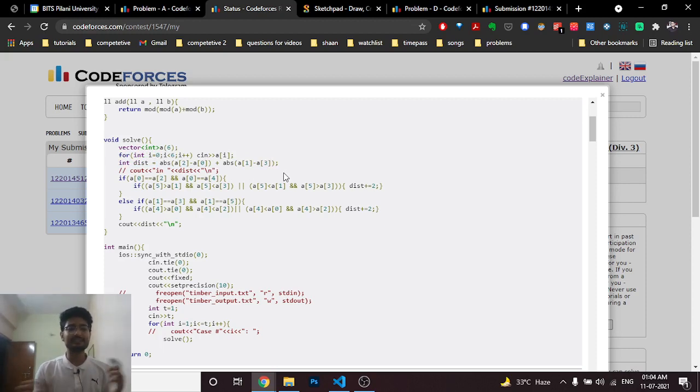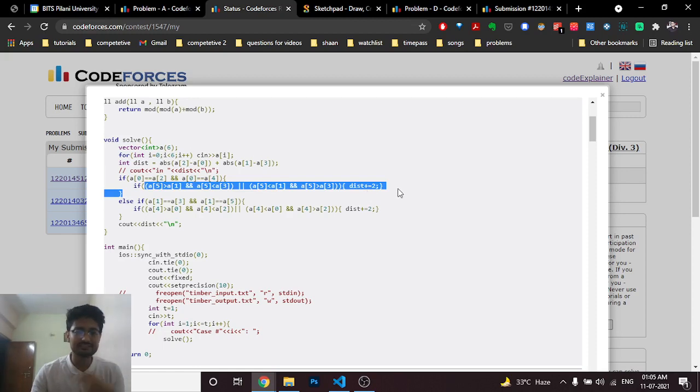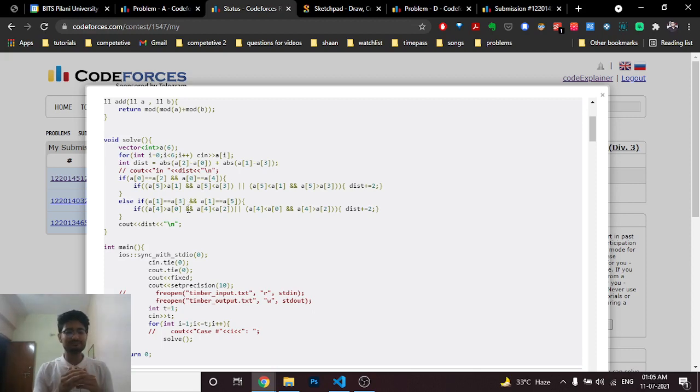Then the first case is if a0 and a2 are the same, which means they lie on the same x coordinate, and also a4 lies on the same x coordinate. In that case, we just have to check whether the obstacle F is between A and B, the direct distance between A and B. If it lies between them, then the answer is the distance increased by 2. We just have to do the same thing for the y coordinate also. If any of these cases match, then the answer is the distance increased by 2, otherwise the answer is just the Manhattan distance. I hope you understand the logic and the code for this problem.